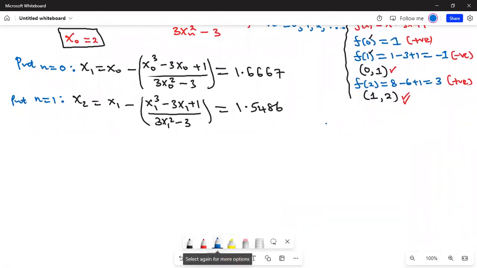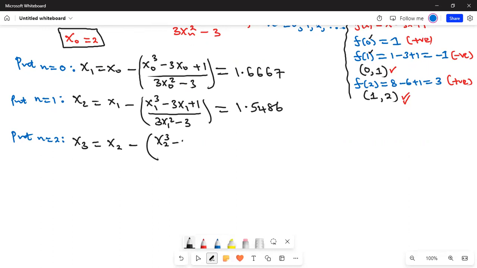So when n is 2, what are we going to get? It will be x3 is equals to x2 minus x2 cubed minus 3x2 plus 1 over 3x2 squared minus 3. The same value of x2 that we have, you're going to get 1.5325.